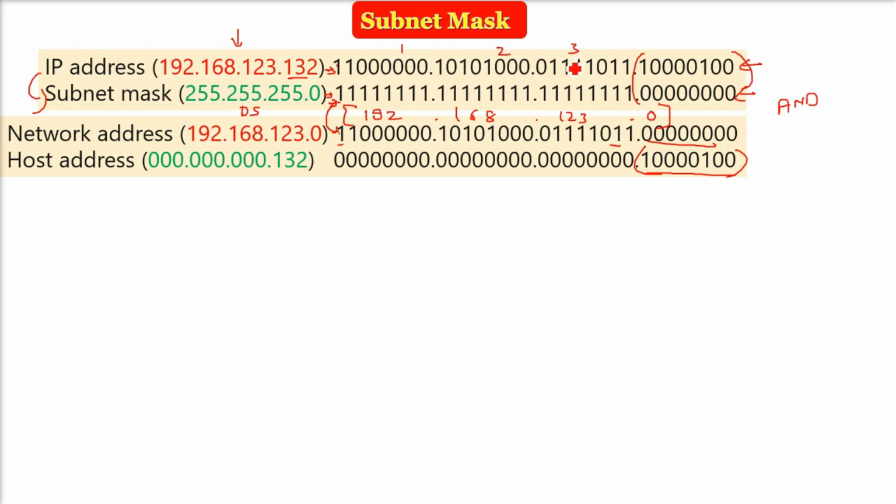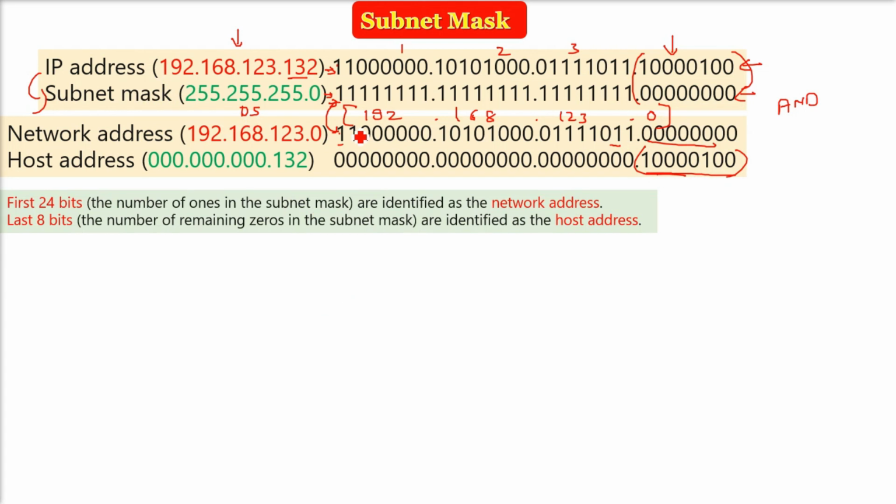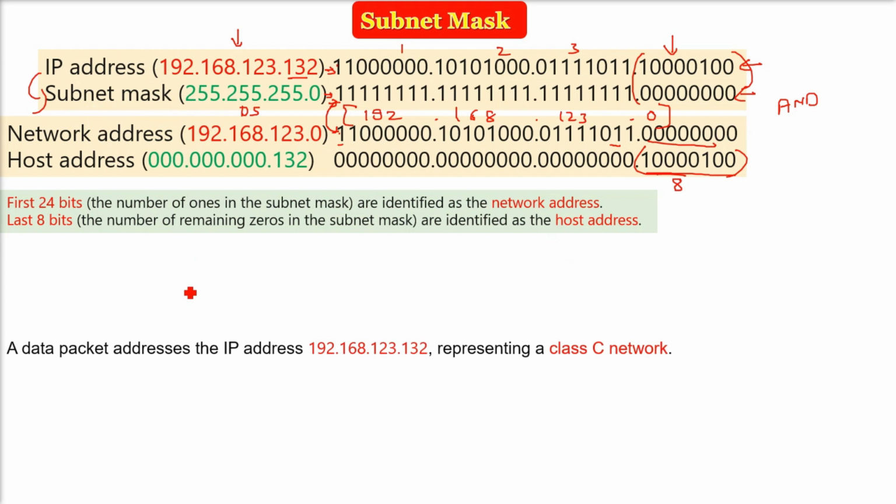So these are the octets. The first 3 octets in this case are the network, and the last octet is the host. That is how the subnet mask defines what is the network address and the host address. So here in this case, the first 24 bits, that is the number of ones, are the network address. The last 8 bits are the host address.